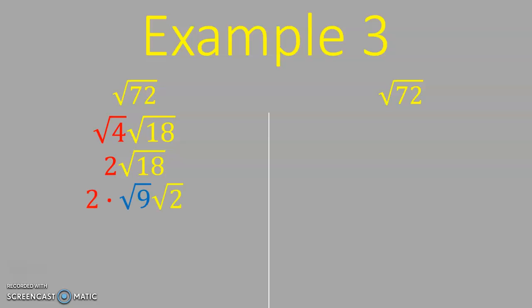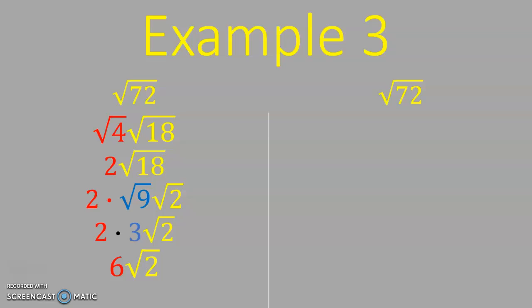So I'd have to then take out the 9. As you can see, 9 times 2 is 18. The square root of 9 would be 3. And then finally, I get 2 times 3 to be 6. On the right-hand side, I'm going to show you a much more efficient way. And that would be if you chose to take the largest perfect square.